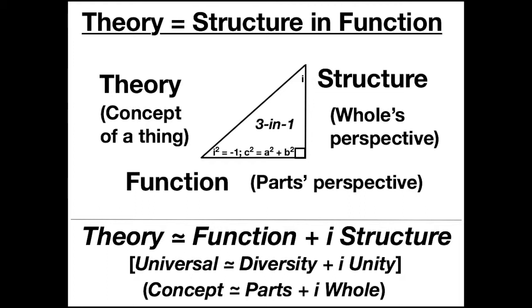Underneath the lines, then, we summarize again. Theory, second story, is the real function plus the imaginary structure, or conversely, the second story universal composed of the real diversity plus the imaginary unity. And lastly, second story concept as constituted by real parts plus the imaginary whole. And we go back to the idea of second story midbrain equals the real left brain plus the imaginary whole brain, and so on. You get the idea by now.